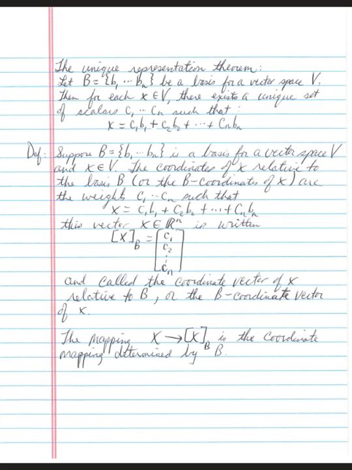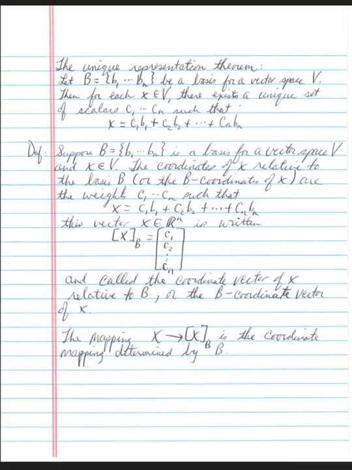Definition: suppose that B is the set of vectors from b1 to bn and it's a basis for a vector space V, and x is a vector in vector space V. The coordinates of x relative to the basis B, or the B-coordinates of x, you can call it either way, are the weights c1 through cn such that x is the same vector as above.